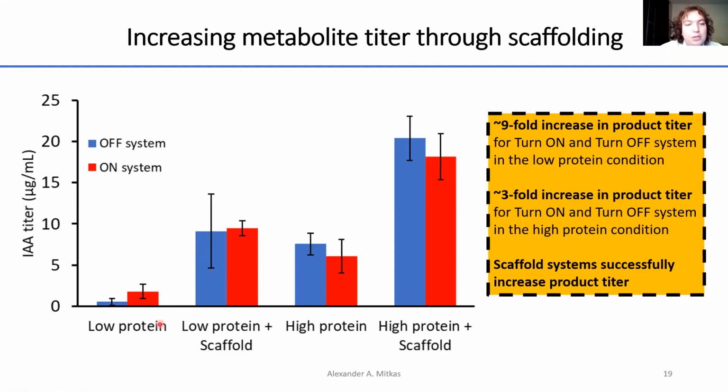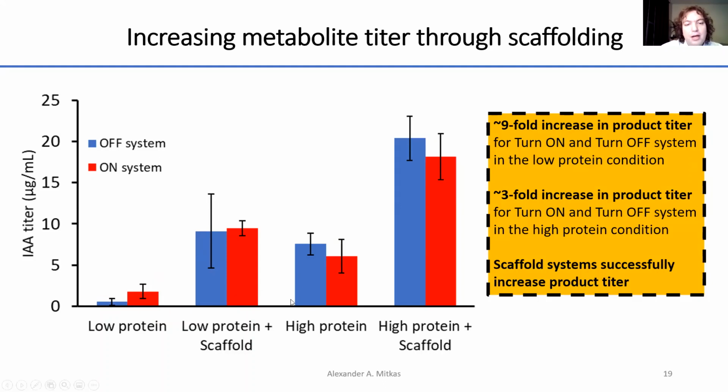For the low protein regime, we saw that expressing the scaffold results in about a 9-fold increase in indole-3 acetic acid titer. Whereas for the high protein one, we see about a 3-fold increase in product titer. So in both cases, we see a very significant increase in product titer thanks to our scaffolding. With the lower protein, it's a bigger increase because of the lower background.